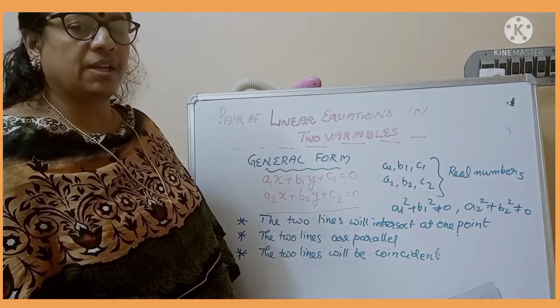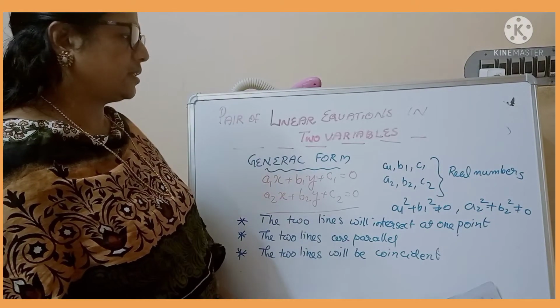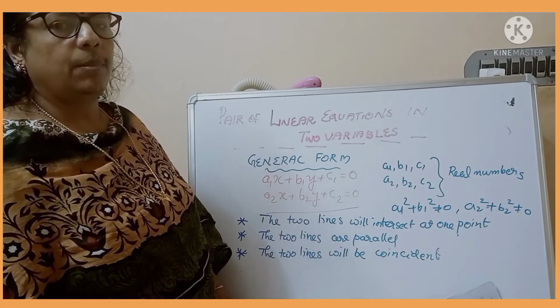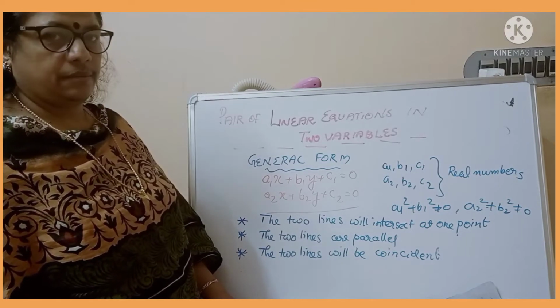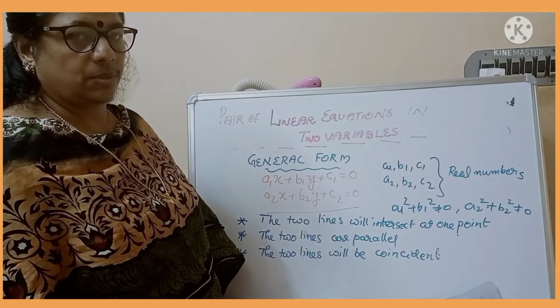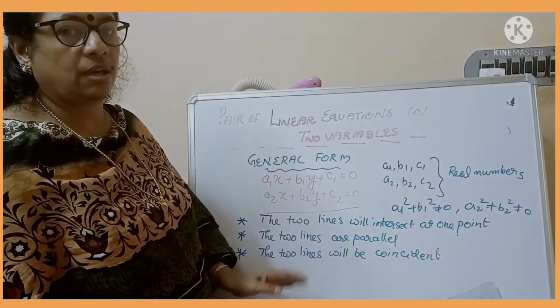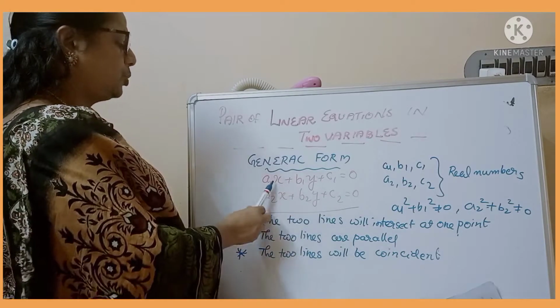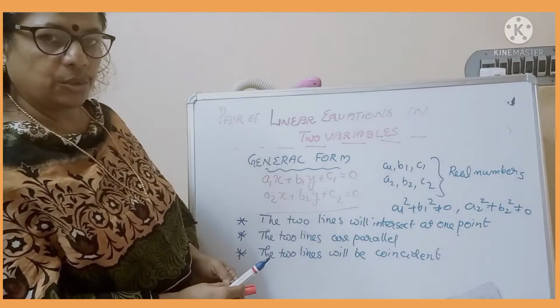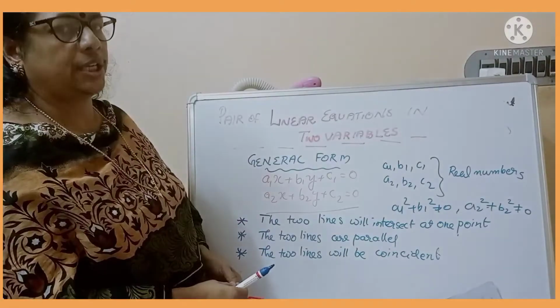Let us revise the chapter linear equations in two variables, that is pair of linear equations in two variables. Here the main content of the chapter. First we want to know the general form of the equations. Here two equations will be there, we know, since it is a pair of linear equations.